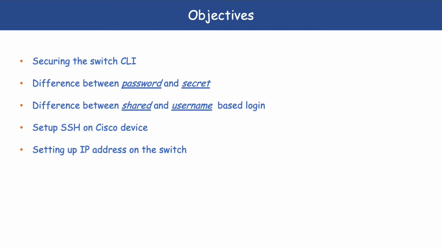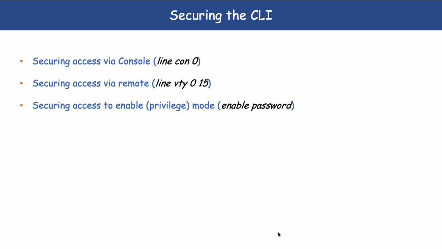So let's get started. When we talk about securing the CLI of the switch, we are talking about three aspects. First is that we are securing the access through console. So whenever someone logs in through console, they need to have a password. The second aspect is whenever someone accesses remotely, we need to secure that access. So whenever someone tries to access it through telnet or through SSH, we need to secure that mode. And in the end, whenever someone tries to access the enable mode, so when they are escalating their privilege from user mode to enable mode, they need to provide a password.